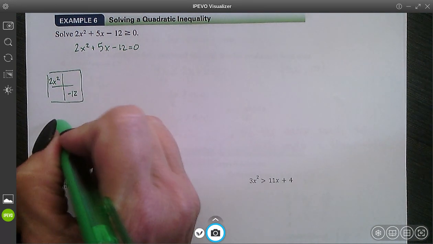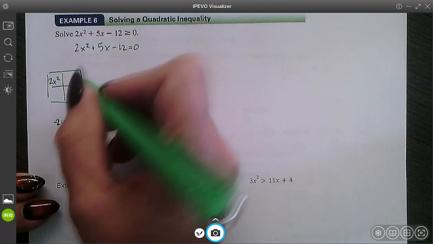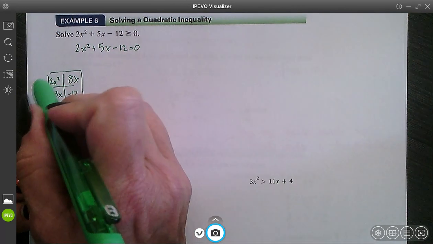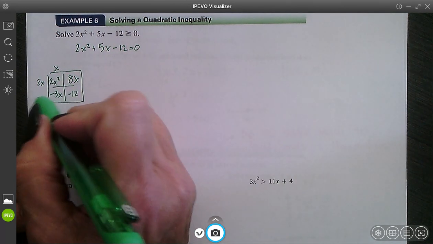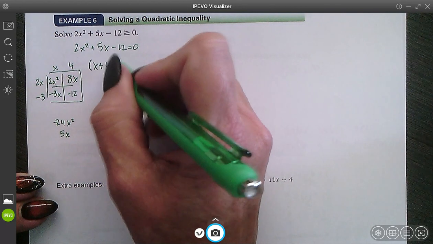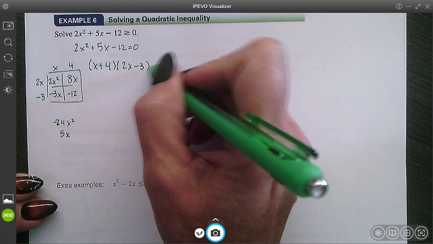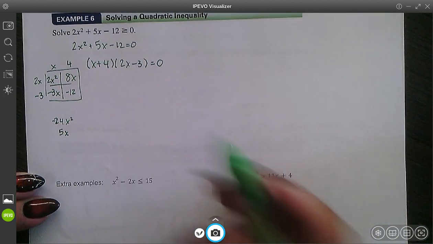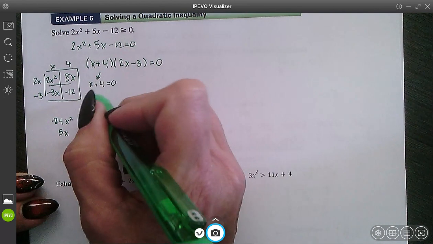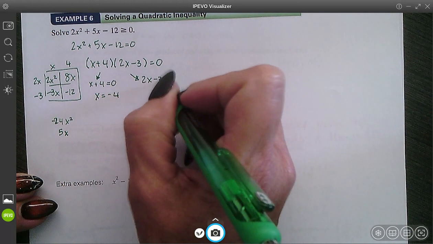I need what multiplies to negative 24x squared but adds to 5x. So that's going to be 8x, negative 3x. So I got a 2x there, x there, negative 3, 4. So it factors to x plus 4 times 2x minus 3. So I set x plus 4 equal to 0, which gives me x equals negative 4. I set 2x minus 3 equal to 0.